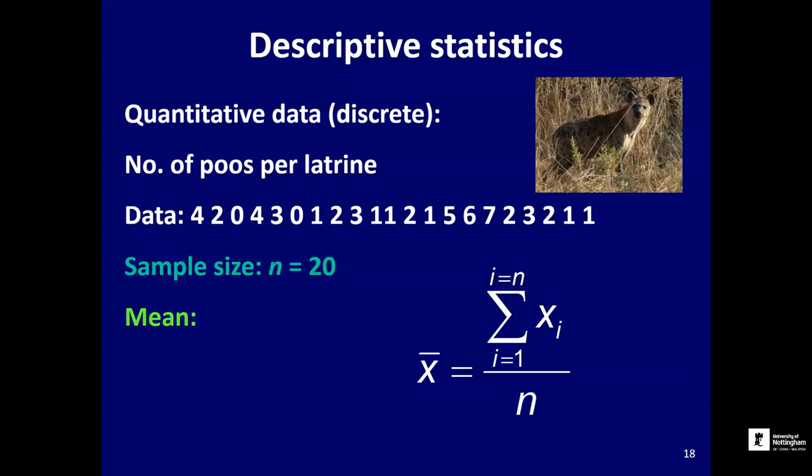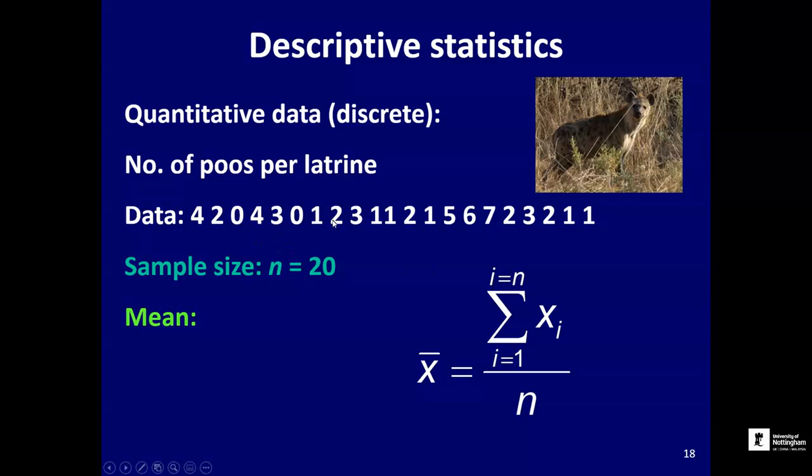But mathematically, when you write it down, even though it's a really simple thing to do, it starts to look quite imposing. So this is the equation for the mean. In stats, we typically indicate the mean of a sample using a little bar above the letter that we're using for the sample. So here we've got x bar, meaning the mean value of x, where x is the number of poos per latrine. And that's calculated pretty straightforwardly from the sum of all of the individual values of x from the first observation up to the last observation.